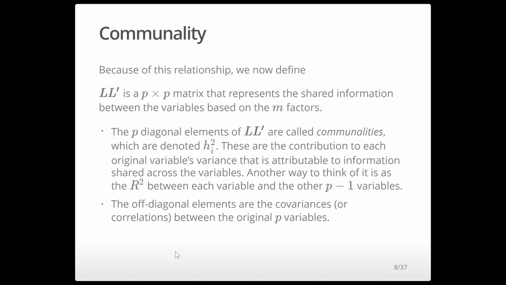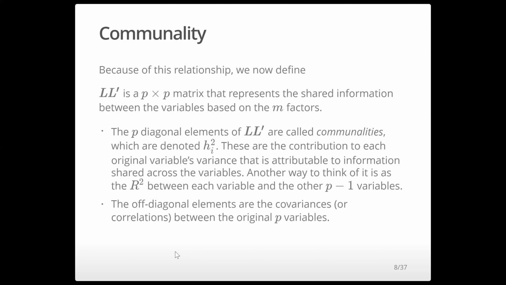So we are now going to define the LL transpose matrix, so L times L transpose, as a P by P matrix that represents the shared information between the variables on the M factors. And the P diagonal elements of the LL transpose matrix are called communalities, and we're going to denote these h squared. So each variable has an h squared.